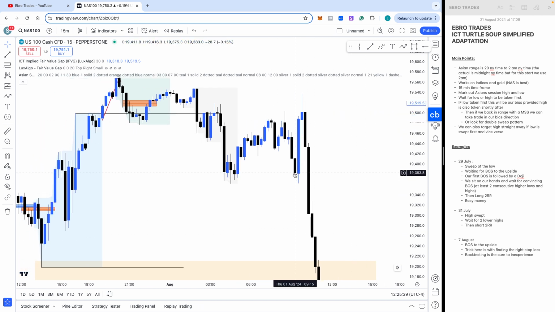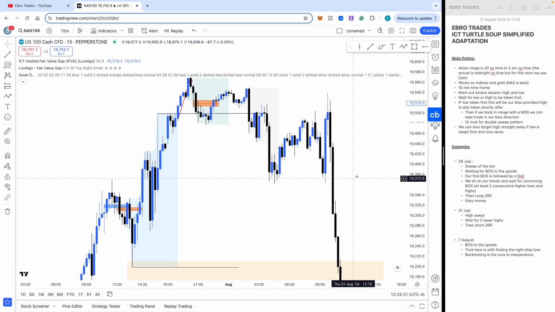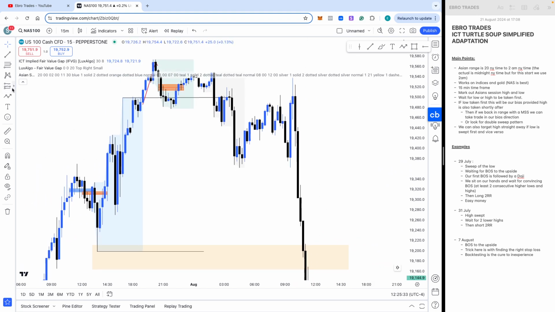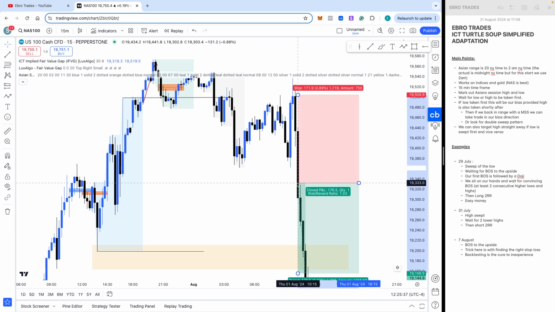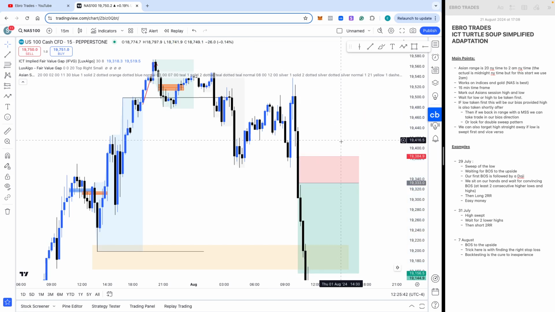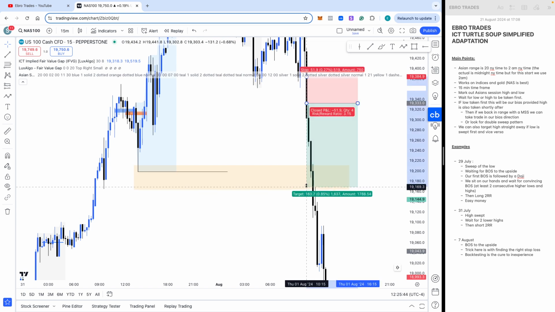So we can see that here we've got this low, we've broken beneath this low. I can now go short. Around here, I'm going short. Putting my stop loss over here somewhere. And I'm targeting a 1 to 2 risk reward ratio.